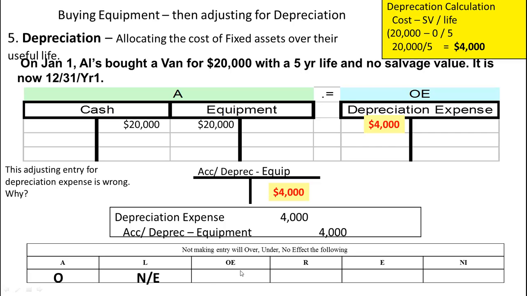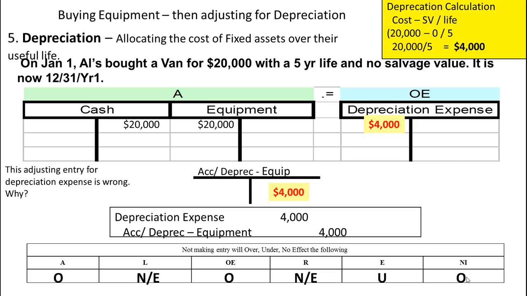And then owner's equity. If you don't make this entry, you should have an expense here that lowers owner's equity, and you won't. So owner's equity will be overstated. Revenues: there's no revenue involved in this, and so revenues would be not affected. Expenses would be understated. And if revenues are okay and expenses are understated, then net income will be overstated.